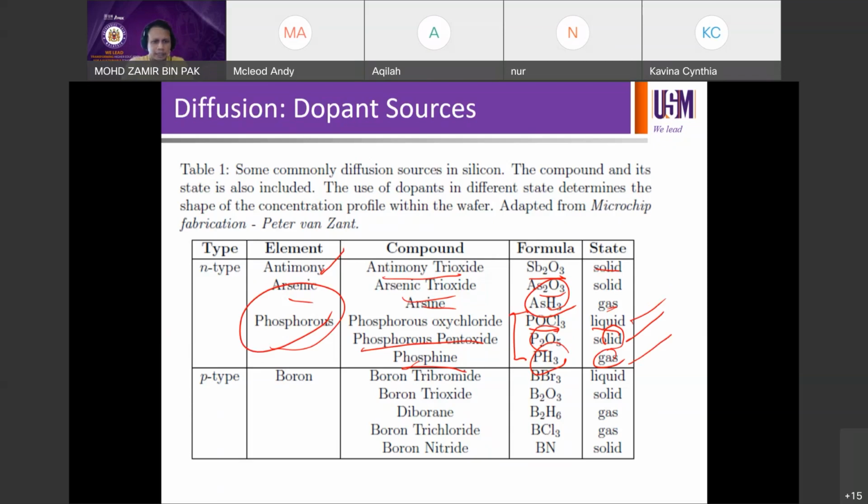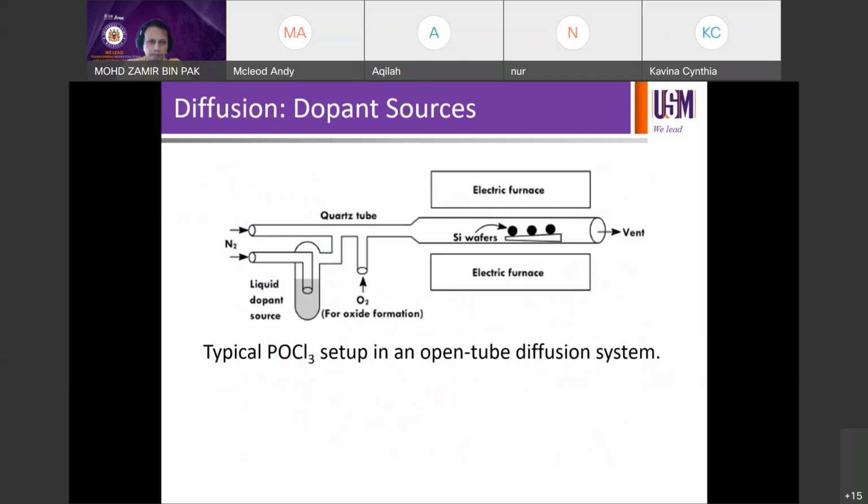For p-type, boron, you have very different choices. In liquid form, you can use BBr3, boron tribromide. Solid B2O3. In gas form, one common one is diborane, B2H6, or boron trichloride, BCl3. And boron nitride, BN, in solid form. So we have a range of different choices.